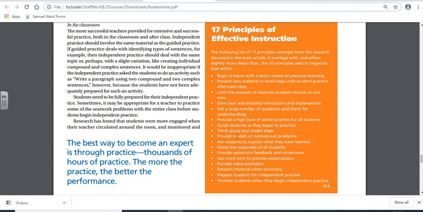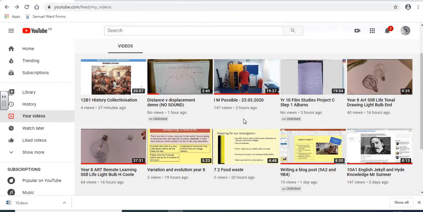So whereas I think providing models already on the YouTube channel, and if I just flick to that for a moment, you can start to see there's lots of things starting to appear, and this idea of modelling I think is going to be really, really clear. Demonstration here, examples of tonal drawing.